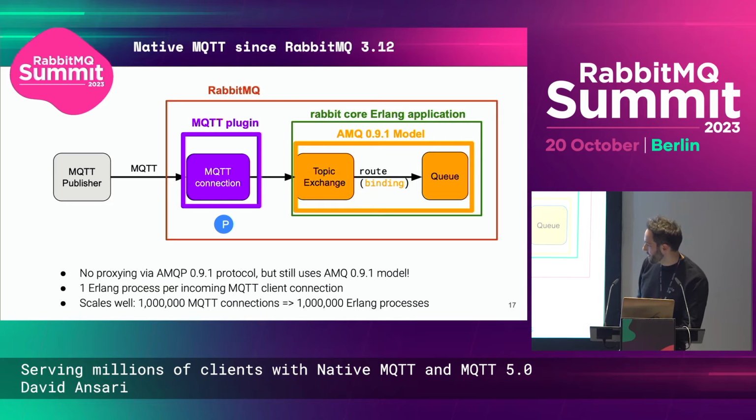Now this scales better. For 1 million MQTT connections, we end up now with 1 million Erlang processes. And we still get parallelism despite having only one process per connection, because as more and more clients connect, we keep the CPUs busy, which is what we want.